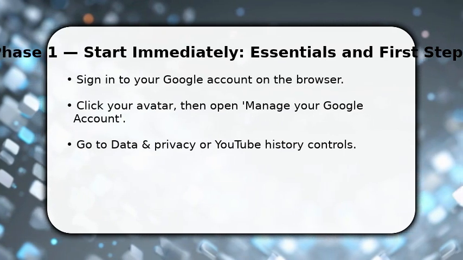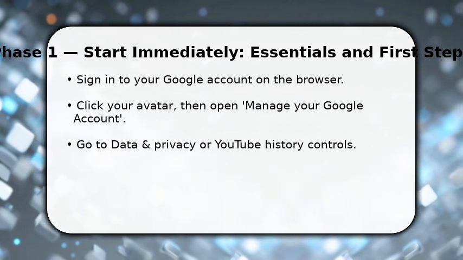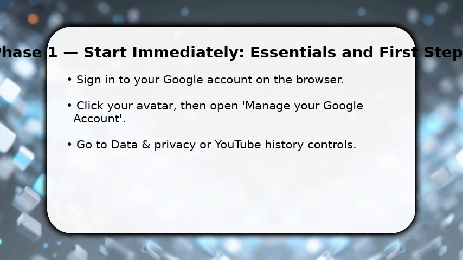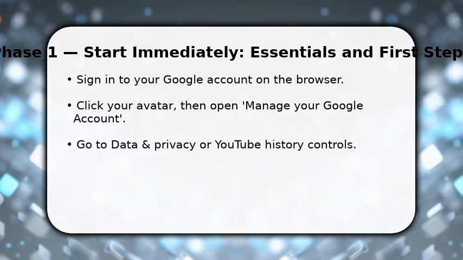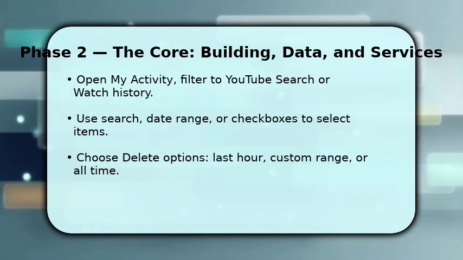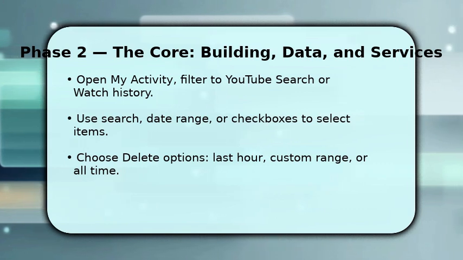You'll be taken to Activity Controls. From here, you can view or manage YouTube history, which prepares you for the next steps in deleting specific or all entries. Now go into My Activity and filter the view to YouTube Search or YouTube Watch history so you only see relevant entries. You can search by keyword, pick a date range, or tick individual checkboxes for specific videos. This precision helps when you don't want to erase everything.